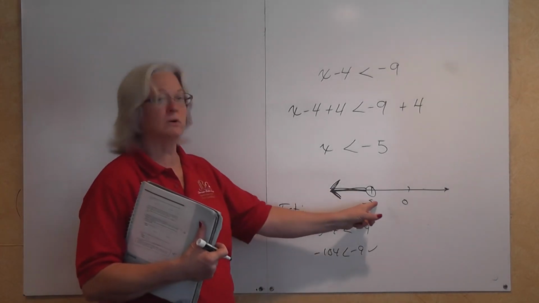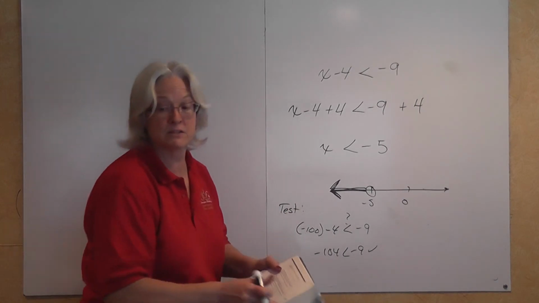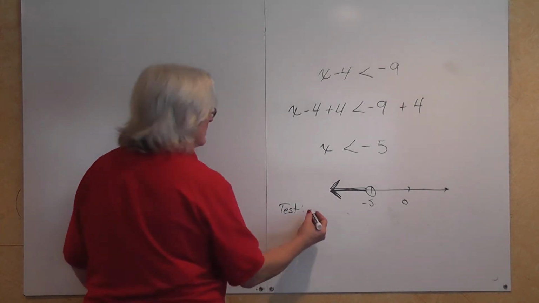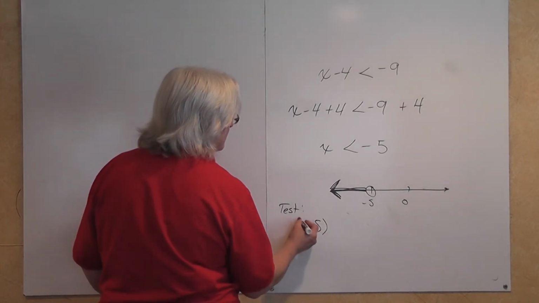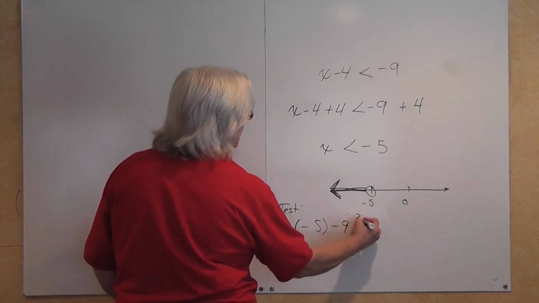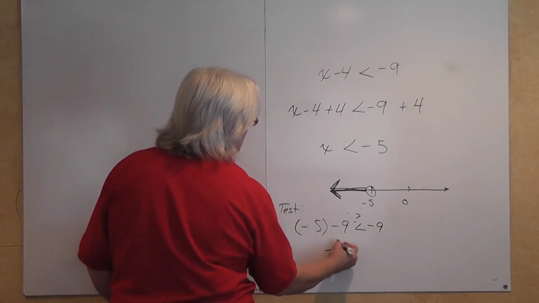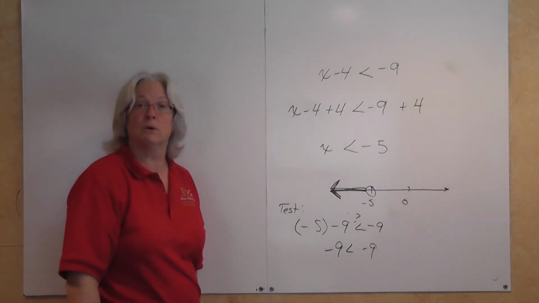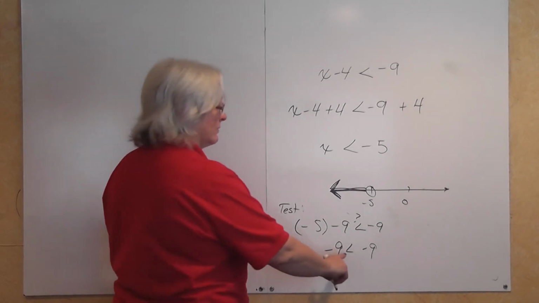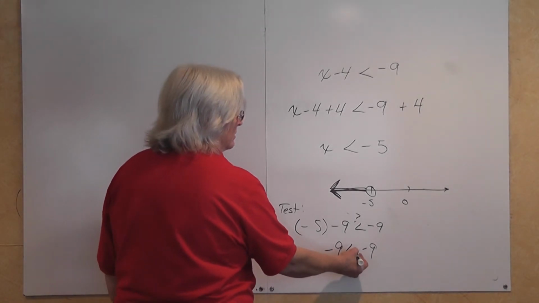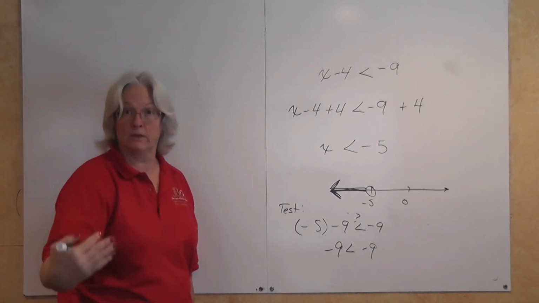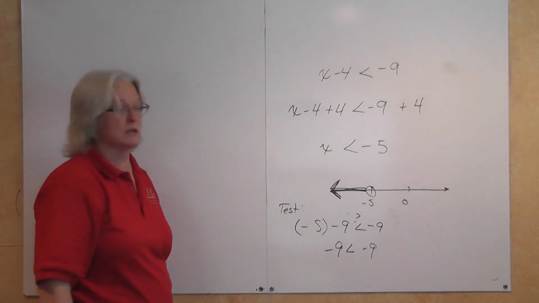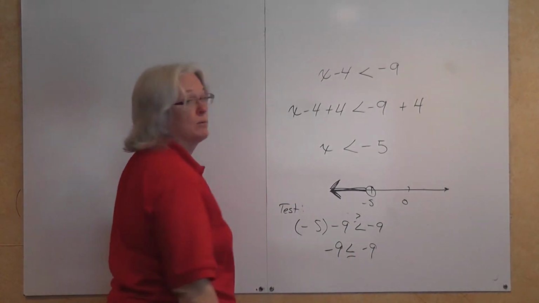Well, why couldn't it just be negative 5? Let's test that. Negative 5 minus 4, is that less than a negative 9? Well, you have a negative 9 on both sides of our symbol, but the difference is we don't have an equal. Is negative 9 less than negative 9? No, it's the same. Now what if we had negative 9 is less than or equal? Then it would be okay.